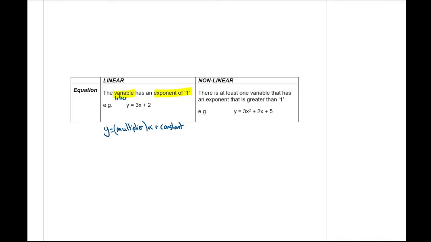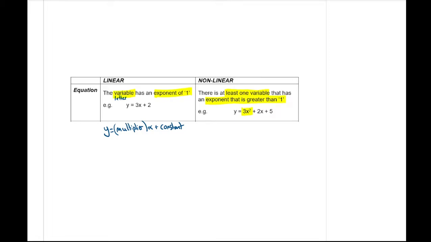And the other thing is, when we're looking at a nonlinear one, there's at least one variable that has an exponent greater than 1. So if we look here, even though the second part, 2x plus 5, is similar to what we've seen in a linear pattern, this 3x squared here is also included. So this part right here is what makes this equation or rule nonlinear.